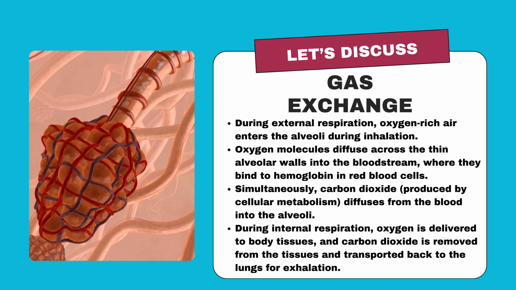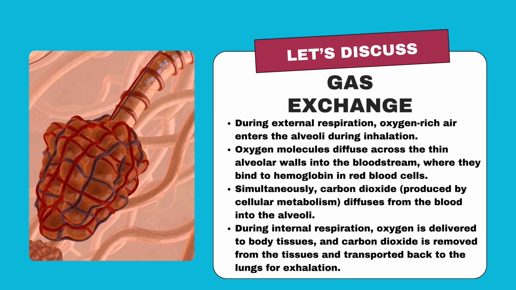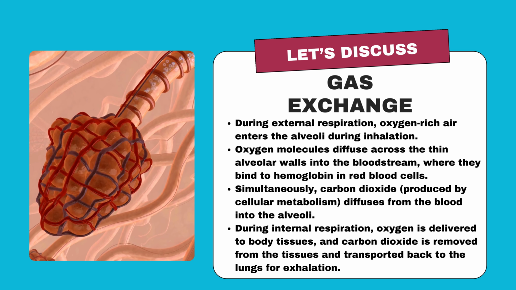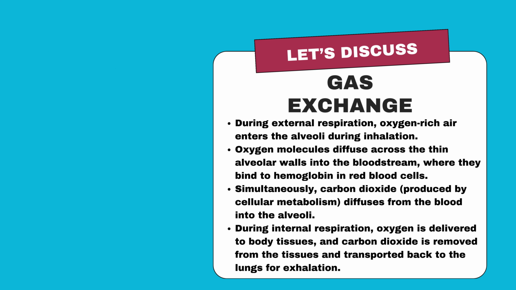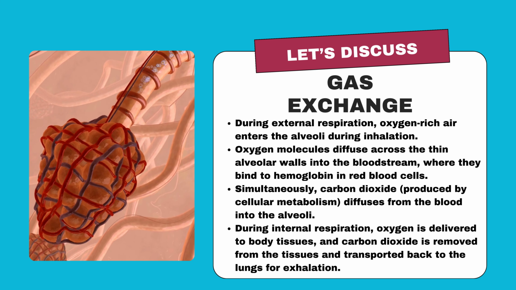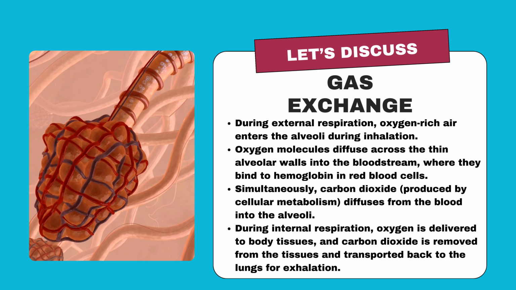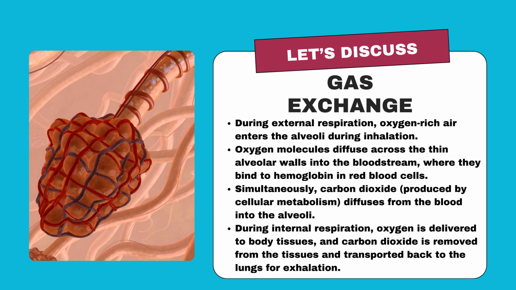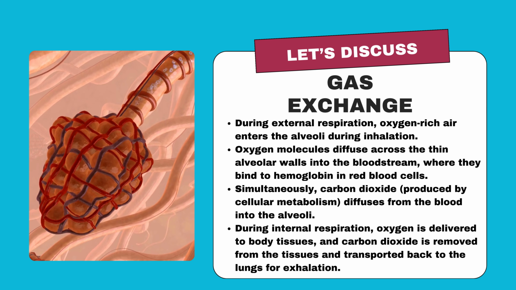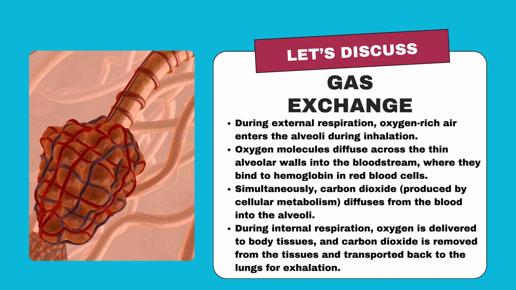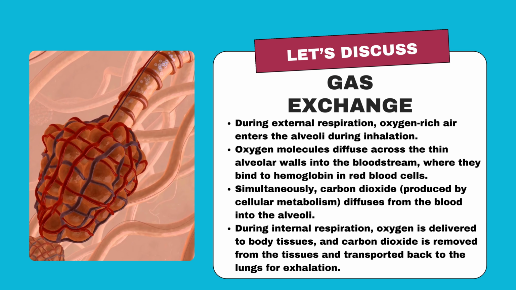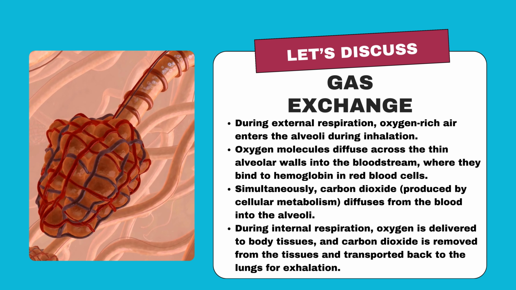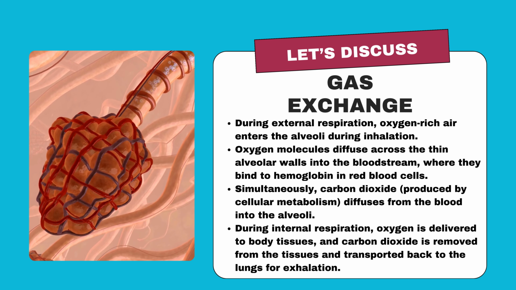Gas exchange. During external respiration, oxygen-rich air enters the alveoli during inhalation. Oxygen molecules diffuse across the thin alveolar walls into the bloodstream, where they bind to hemoglobin in red blood cells. Simultaneously, carbon dioxide, produced by cellular metabolism, diffuses from the blood into the alveoli. During internal respiration, oxygen is delivered to body tissues, and carbon dioxide is removed from the tissues and transported back to the lungs for exhalation.